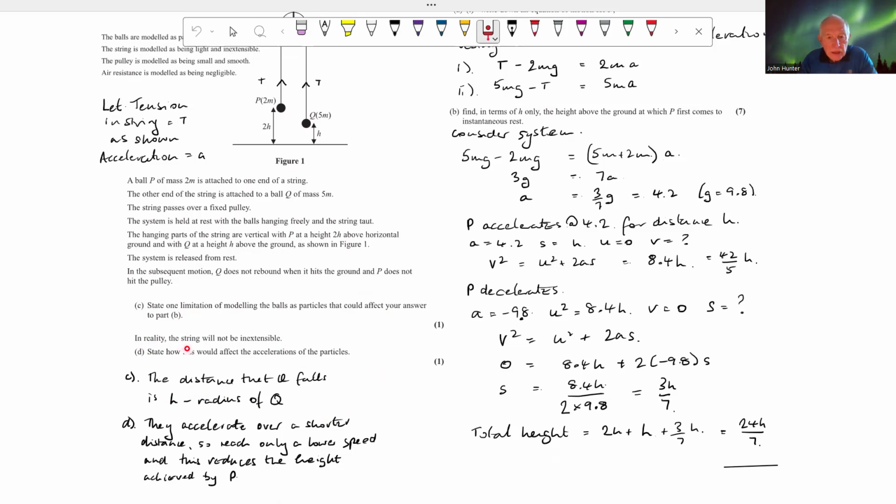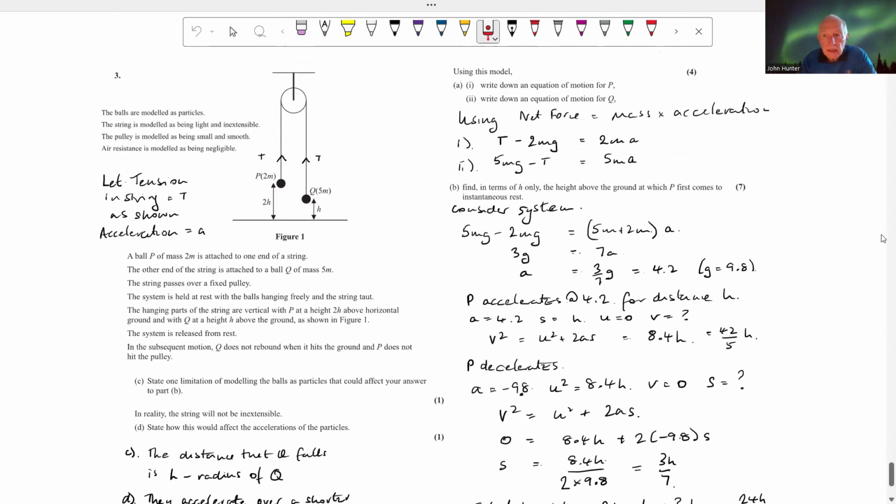In reality, the string will not be inextensible. State how this would affect the acceleration of the particles. Well, essentially, when this hits the ground, you're going to get some elastic effect coming into it. So it's not going to perform as it would in terms of this model. So basically, that is it.